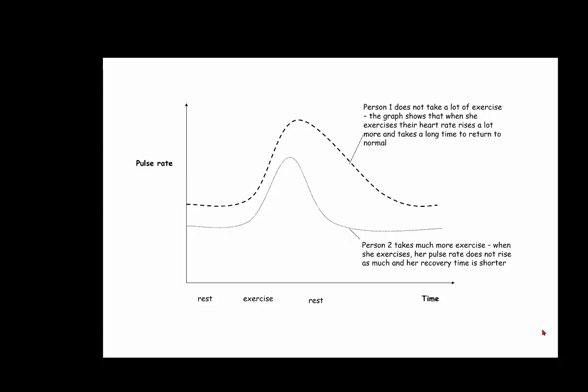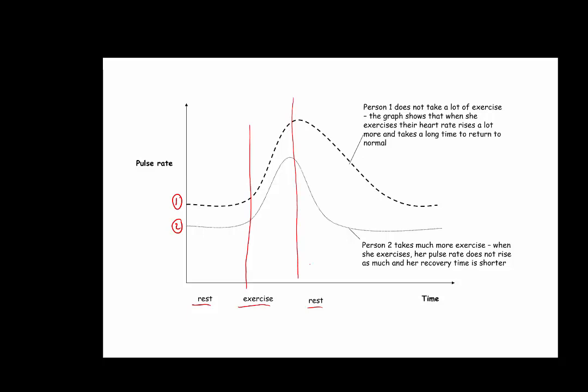Final section of this booklet then is all about exercise and heart rate. So this shows the heart rate of two people when they're resting, when they're exercising, and afterwards when they're resting. Now, what we can see here, if this is person 1, this is person 2, is that they've had their pulse rate measured. That was while they're at rest, so they're just sitting, just relaxing, but then they've started to exercise around about here. And then once they've finished exercising, which is about there, they've started to rest again.